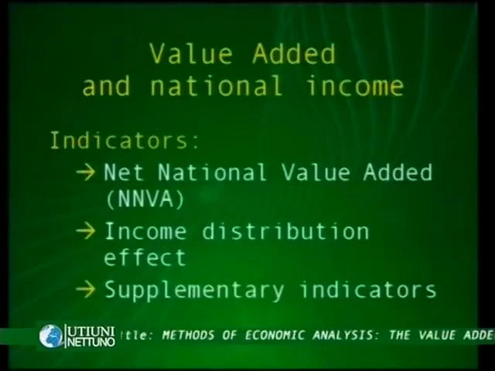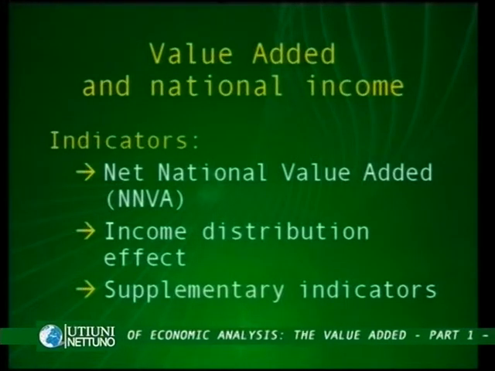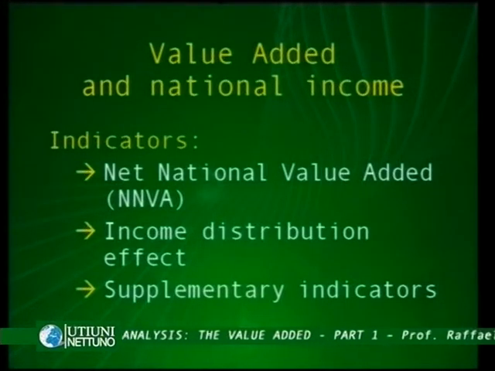And then there is a set of supplementary indicators that can be used based on value added or in addition to value added. These are complementary indicators that provide the decision maker with additional decision criteria. The main supplementary indicators will be analyzed in the next class. In this class, instead, we'll focus on the first of the three indicators, that is the net national value added, and we'll understand what the different stages of creation of value added are, and the different levels, and in particular we'll focus on the net national value added stage.